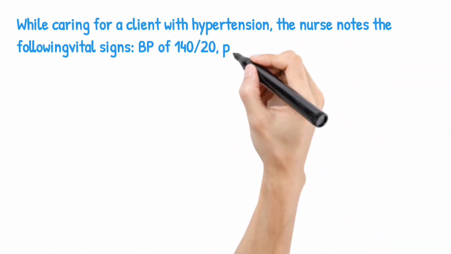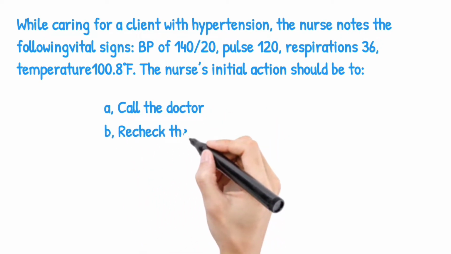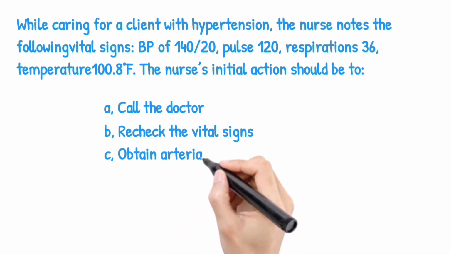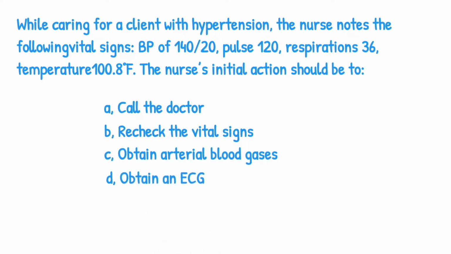While caring for a client with hypertension, the nurse notes the following vital signs: BP of 140/20, pulse 120, respirations 36, temperature 100.8 degrees Fahrenheit. The nurse's initial action should be to: the options are A. Call the doctor, B. Recheck the vital signs, C. Obtain arterial blood gases, D. Obtain an ECG. The answer is option A.